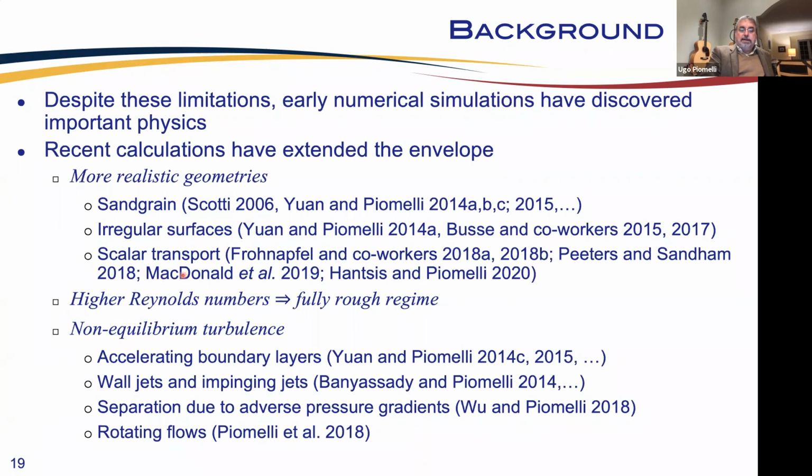Several people have looked at scalar transport. We have managed to get to higher Reynolds number of order 1000 or more, which carries us to the fully rough regime, at least to the lower part of the fully rough regime. And we have been looking at non-equilibrium turbulence. A lot of people have been doing that. This is work from my group, accelerating and decelerating boundary layers in adverse pressure gradient, wall jets, impinging jets, and rotating flows.